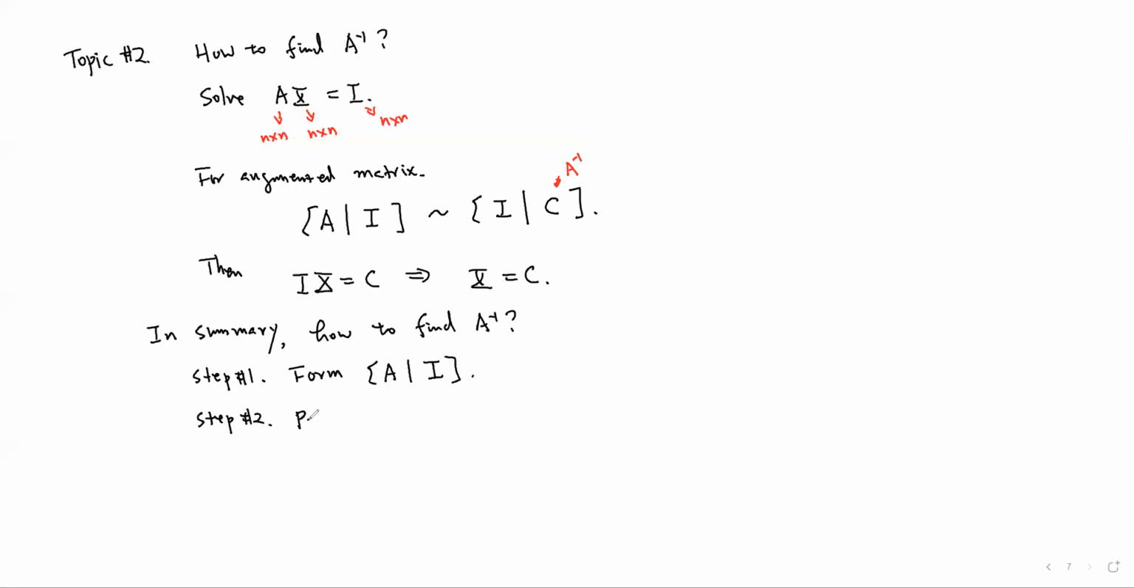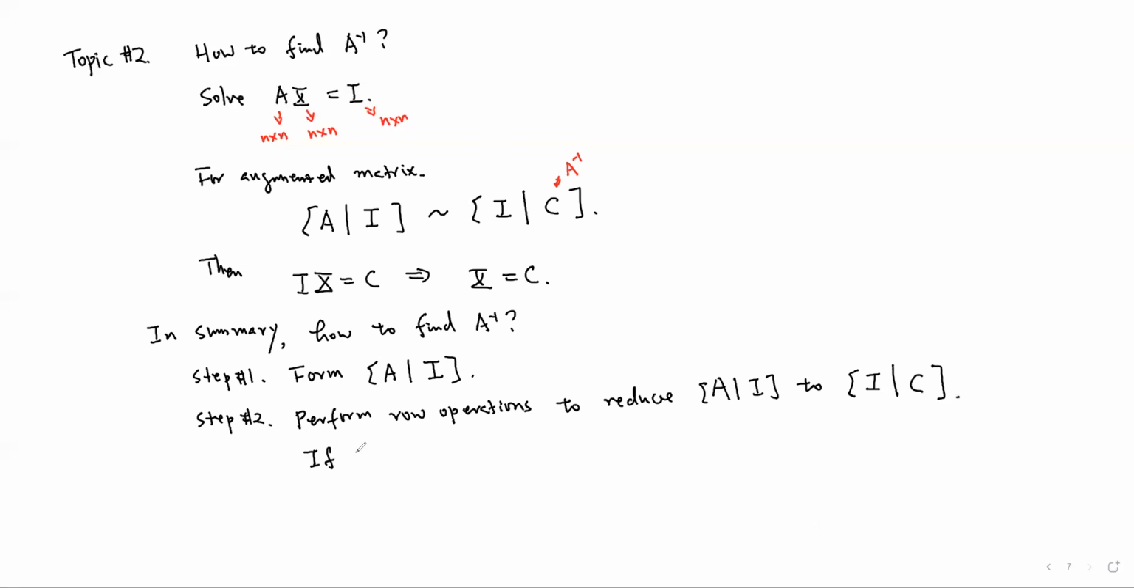Step two. Perform row operations to reduce this matrix to a matrix of this form. Here, the identity matrix. Then here, A is reduced to I. At the same time, I is reduced to some matrix, say C.